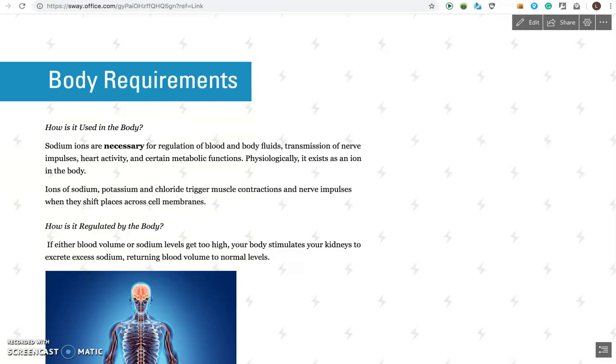So, how is it regulated by the body? If either blood volume or sodium levels get too high, your body stimulates your kidneys to excrete excess sodium, returning blood volume to normal levels.